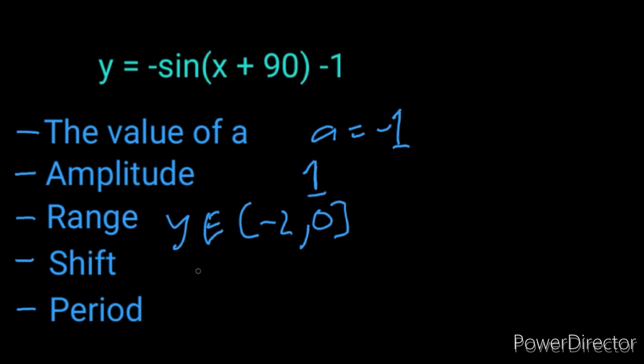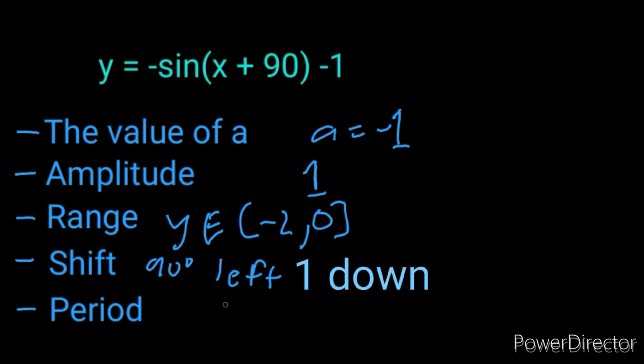So what about the shift? Well, this time we've got P and Q. So P is 90. So in this case, it means that the shift is 90 degrees to the left. It has to be the opposite. So it's 90 degrees to the left. So if you say plus, it's to the left. If you say minus, it's to the right. So it's 90 degrees to the left and 1 unit down.